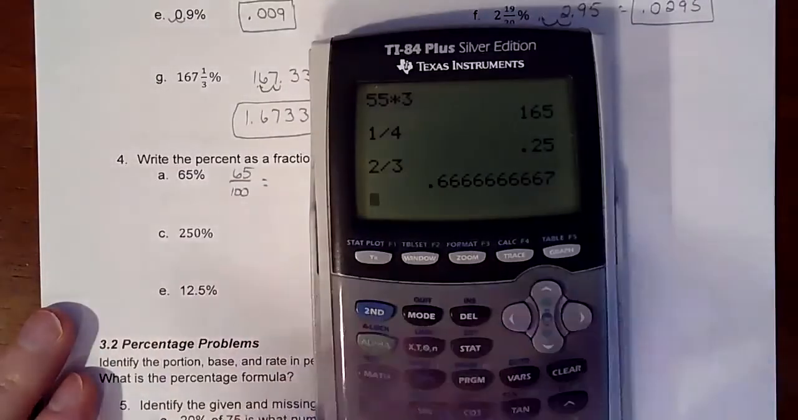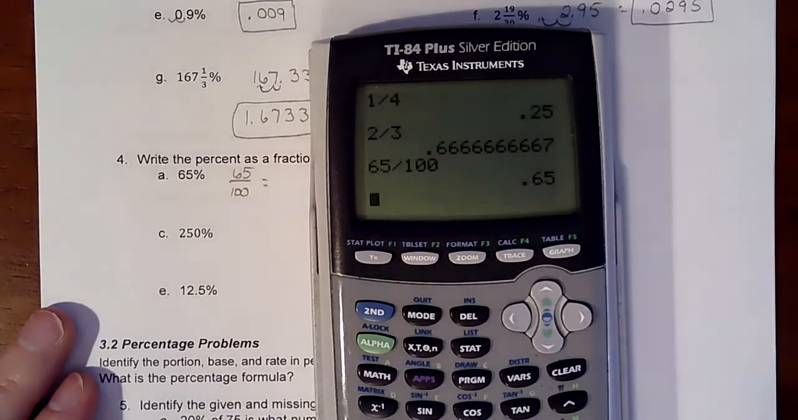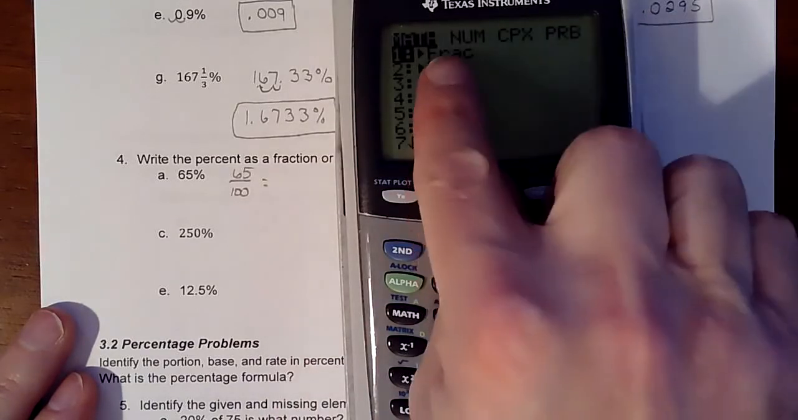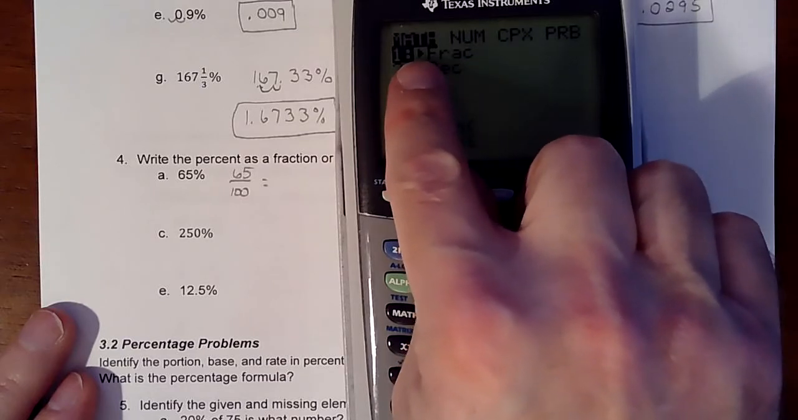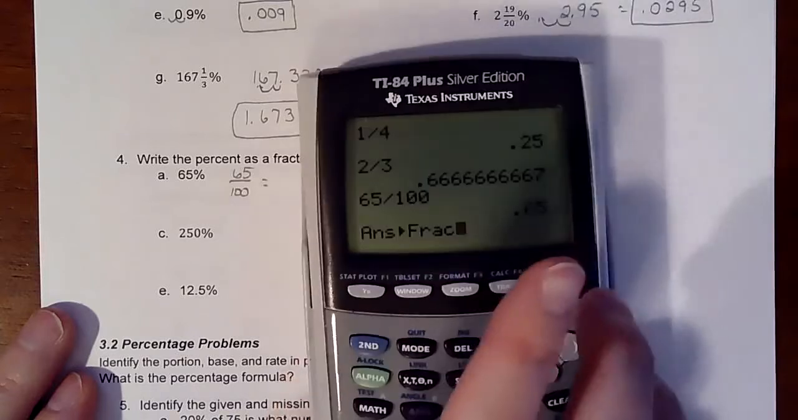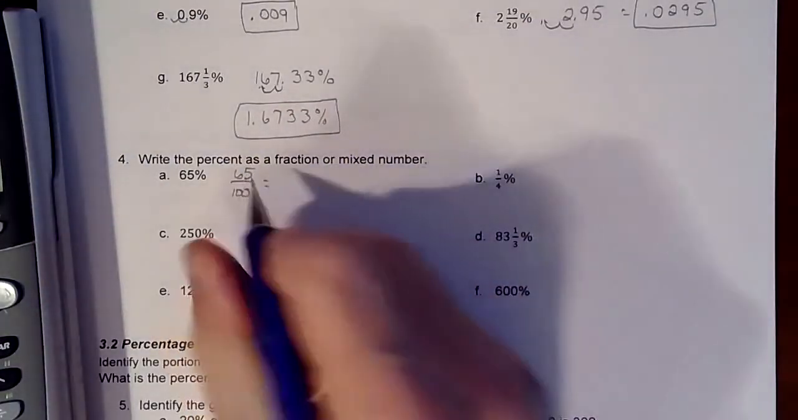But we can do this with a calculator. 65 divided by 100. It's going to get you the decimal version, which is not what you want. But if you press the math button, math, frac, that very first option is going to take whatever your last answer was, and that arrow represents it's going to convert it to a fraction. Okay, and the nice thing about this is it's converted into the simplest terms every time. So 13/20 is what we get.